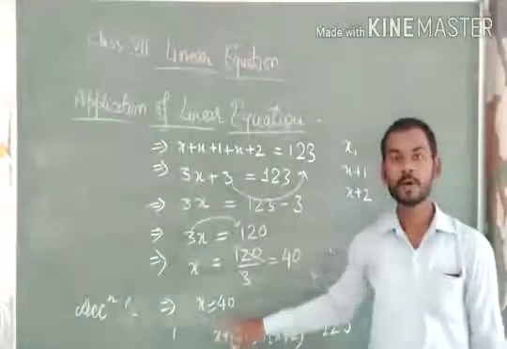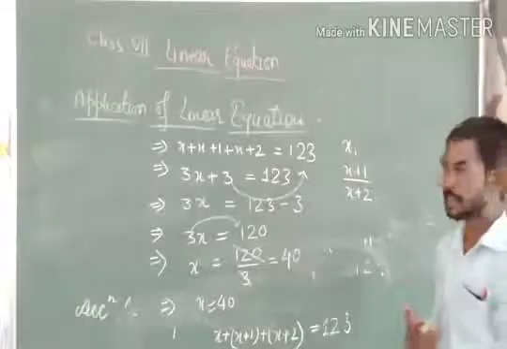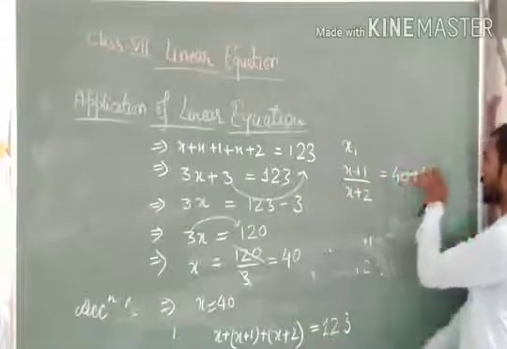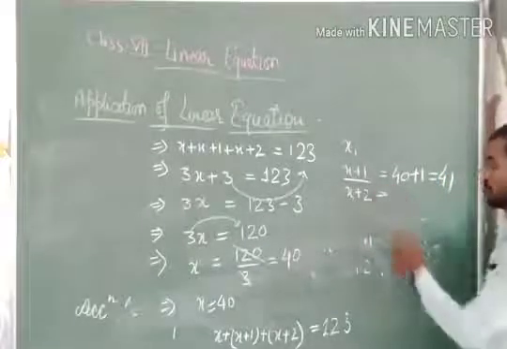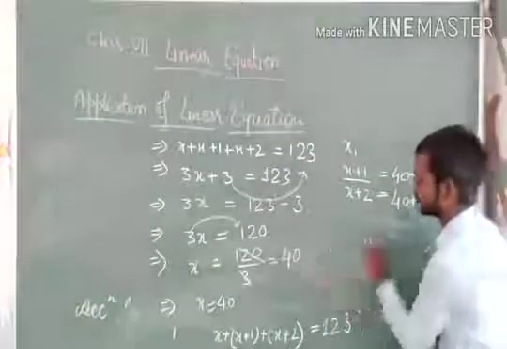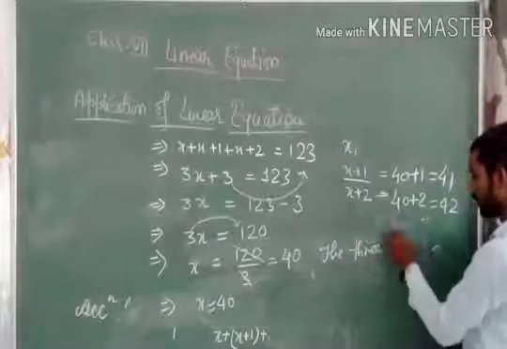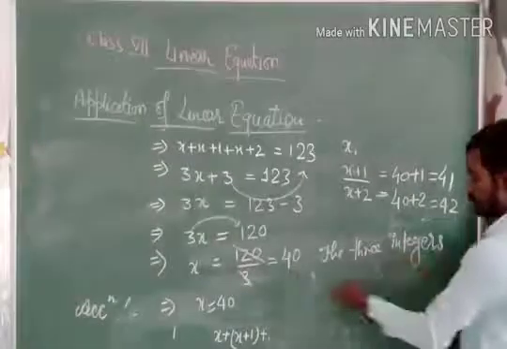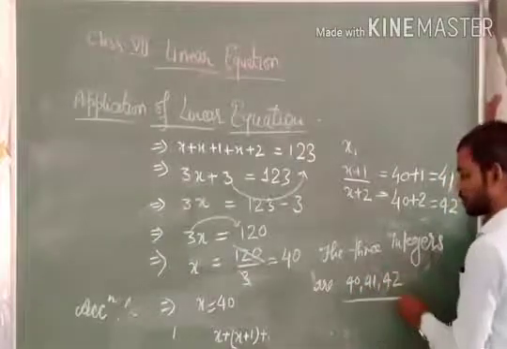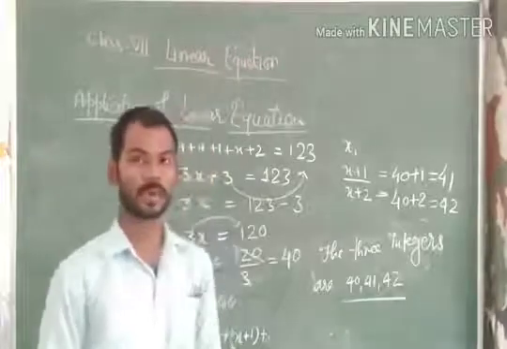So the first integer we obtain is 40, and for the second integer we supposed x plus 1. So putting the value of x, we get 40 plus 1, which is equal to 41. Similarly, putting x is equal to 40 in x plus 2, we get 40 plus 2 is equal to 42. So the final result is the three integers are 40, 41 and 42, for which the sum is 123.